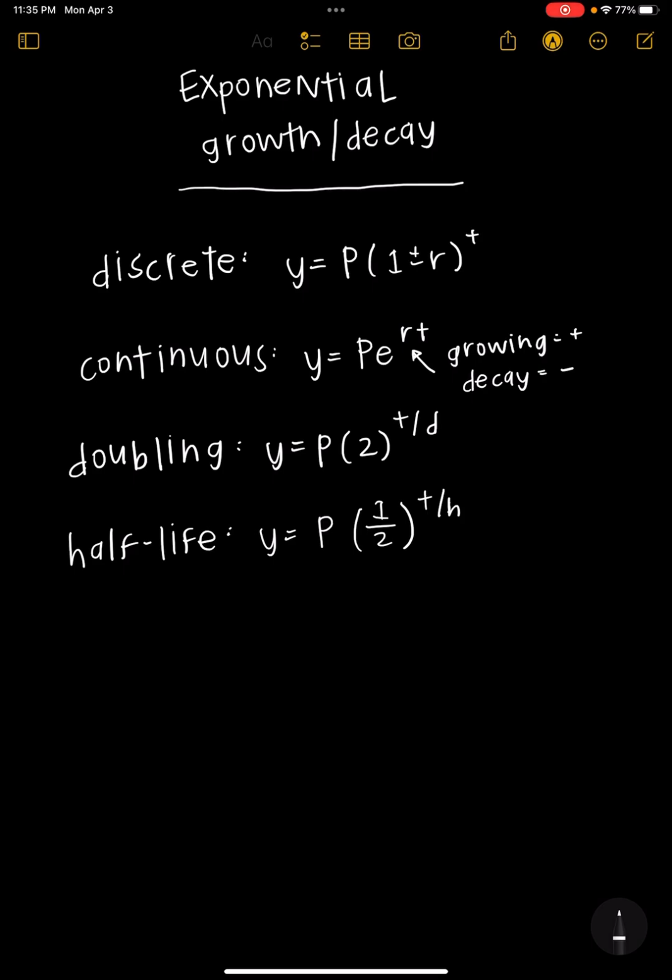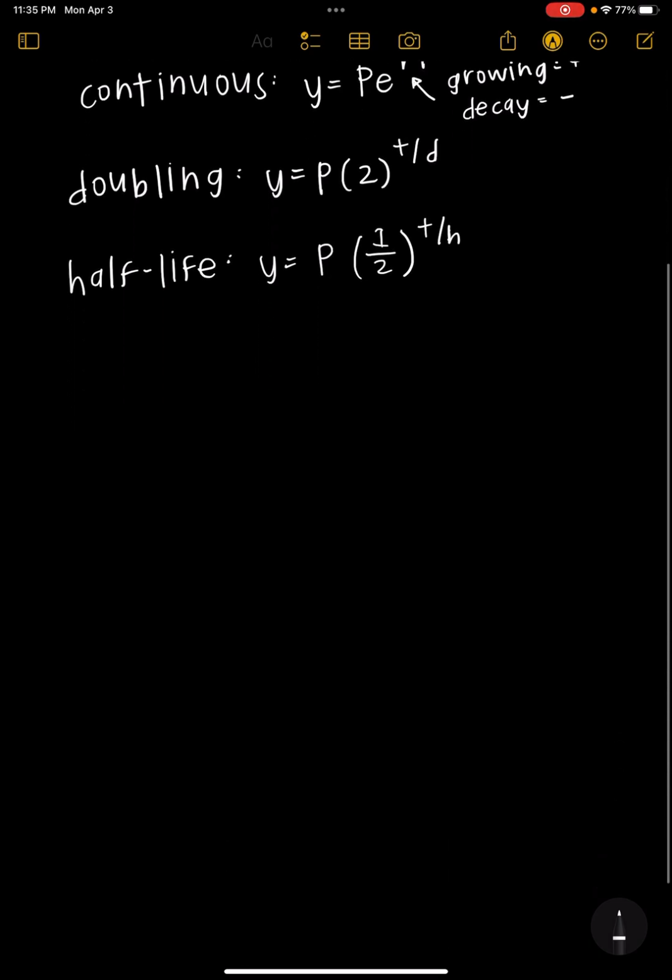And then the half-life equation is basically the backwards version of that, where it's still continuous, but it'll be halving something. So p is your starting amount, t is your time, and then instead of dividing by d, you're going to divide by h, which is your half-life. It just tells you how long it takes to get to half of that value. Okay, and you have a paper with all of these formulas on there. Let's get started on the examples.